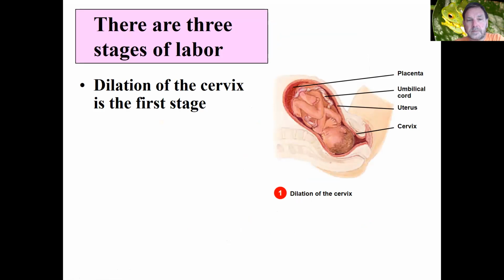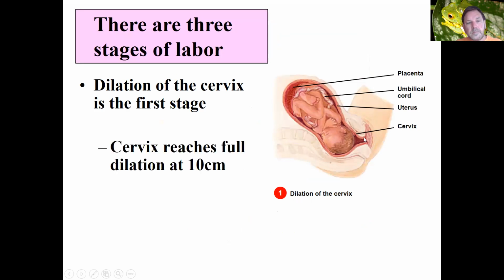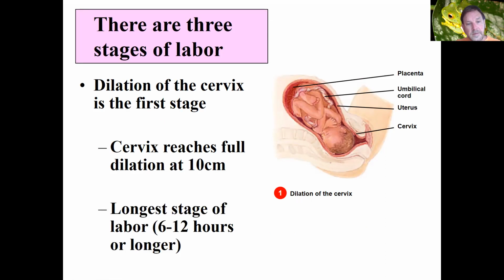This whole process is called labor. You have dilation of the cervix, that neck of the uterus. Full dilation is when you have 10 centimeters, which is 2.5 inches. This is the longest stage of labor. It can last for hours.